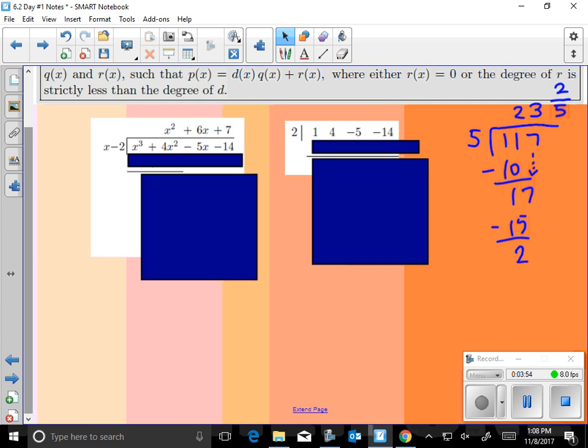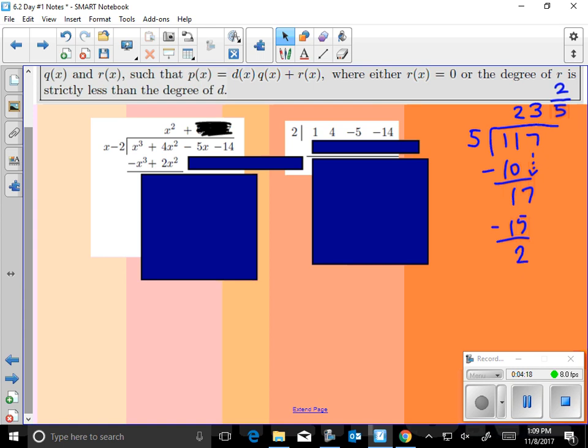Okay, so I don't really like the way this is set up right now. Hold on. Scratch this first. It goes in x squared times, right? So now I take x squared, and I multiply that by x. I get x cubed. And I multiply it by negative 2, and I get, what the heck, negative 2x squared.